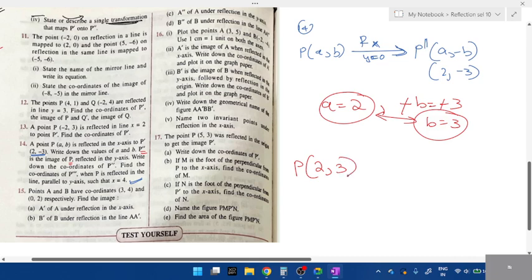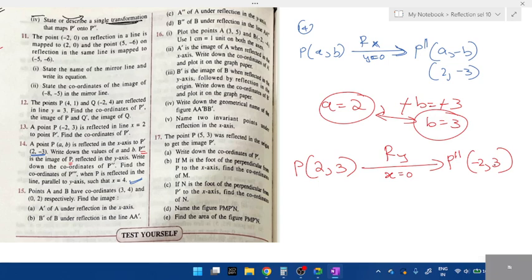2 comma 3. Now this is reflected in which axis? R of Y. If it reflects in R Y axis, X is equal to, so the new image, whatever you get, what's the name given to that? Name. P dash or double dash? Yes. Find the answer. If X is 0, X value will change. Minus 2 comma 3. Write down the coordinates of P double dash.